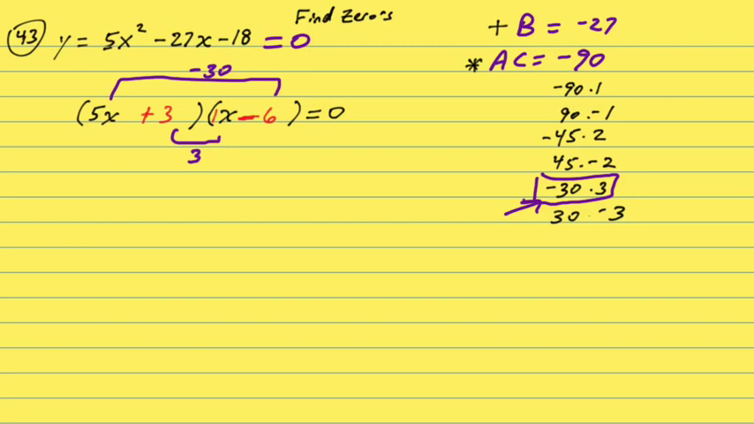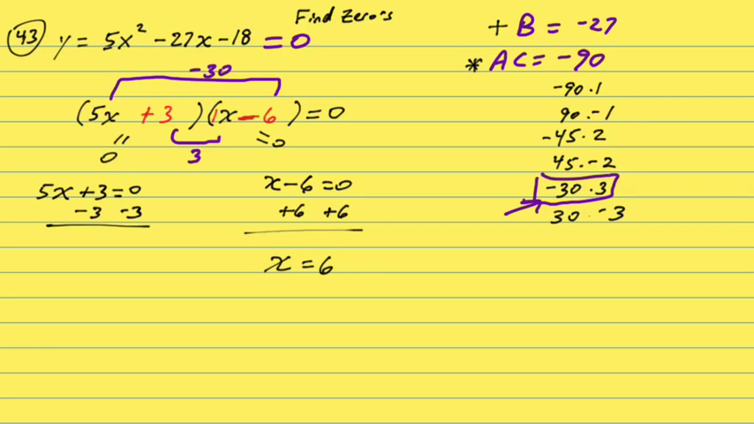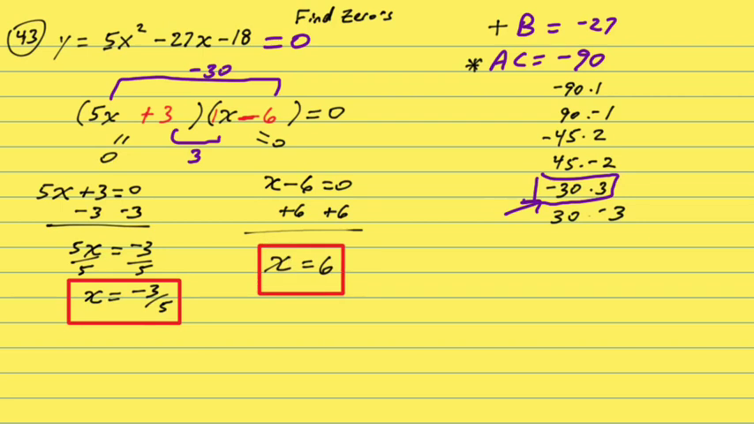So I have to set each of these equal to 0. X minus 6 is the easier one. You just add 6 and you have one of your answers. 5x plus 3 equals 0 is a little harder. You have to subtract 3 and divide by 5. So if I do the opposite of multiplying by 5, divide by 5, you'd have negative 3/5. So again, there's two solutions here. I hope these help. Good luck.